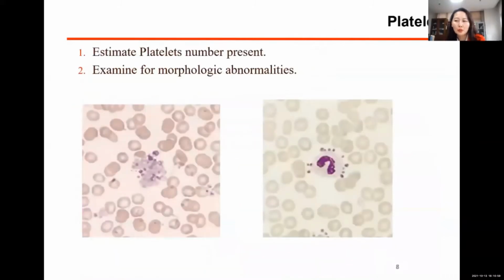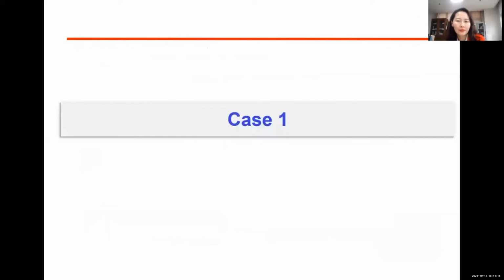Under the microscope, we can evaluate platelet morphology. We can estimate the platelet number present. We can examine for morphological abnormalities. Next, I'll share case 1.